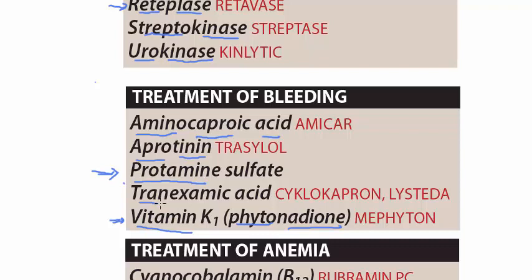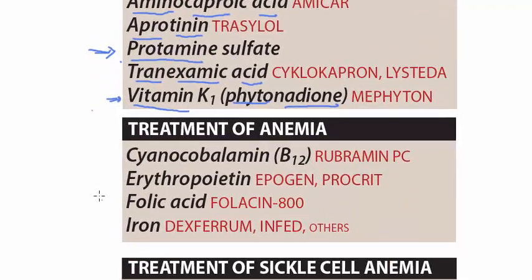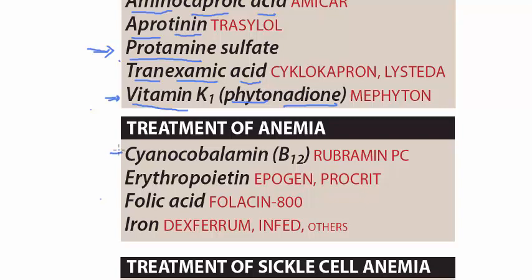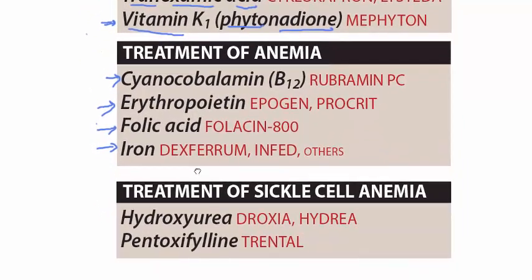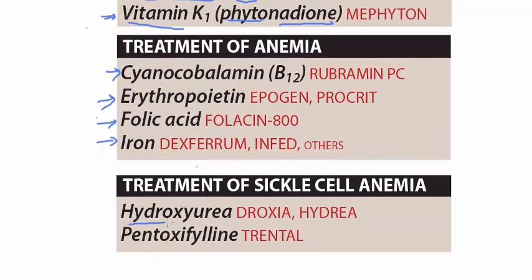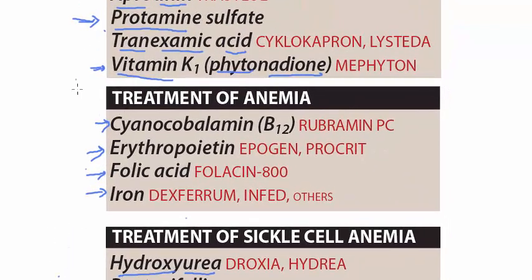Vitamin K1, which is also called phytonadione, and tranexamic acid. Then for the anemia we use cyanocobalamin, which is vitamin B12, erythropoietin, folic acid, and iron. For the sickle cell anemia we use hydroxyurea or pentoxifylline. So these were the drugs that are used to treat blood disorders.